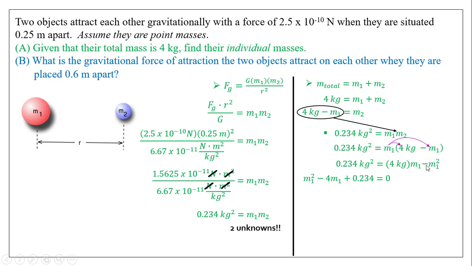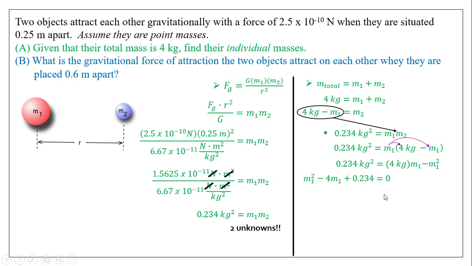So don't forget to change sign as you move variables to the opposite side of the equal sign. So this is negative M1 squared. Moving it to the left side of the equal sign, it changes to positive. And then this is a positive 4 kilograms times M1. I'm going to move it to the left side, and that becomes negative 4M1. And then the constant is a positive, so I'm just going to keep it positive because I haven't moved it, and I'm going to set the whole thing equal to 0. Here I just left out the units to keep it clean. So all I did was write M1 squared minus 4M1 plus 0.234.